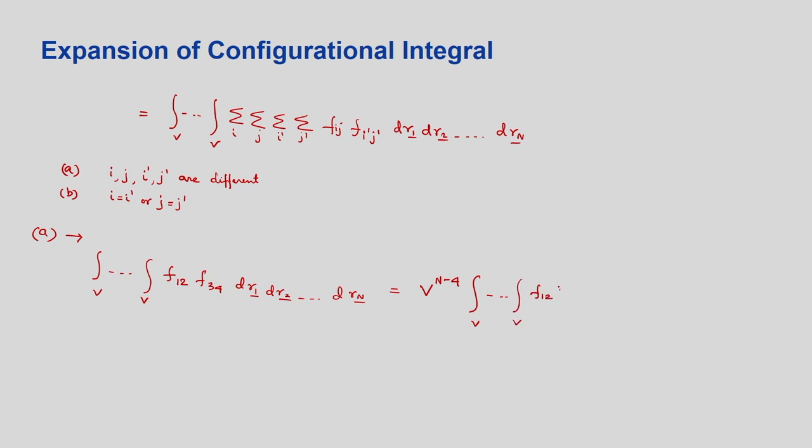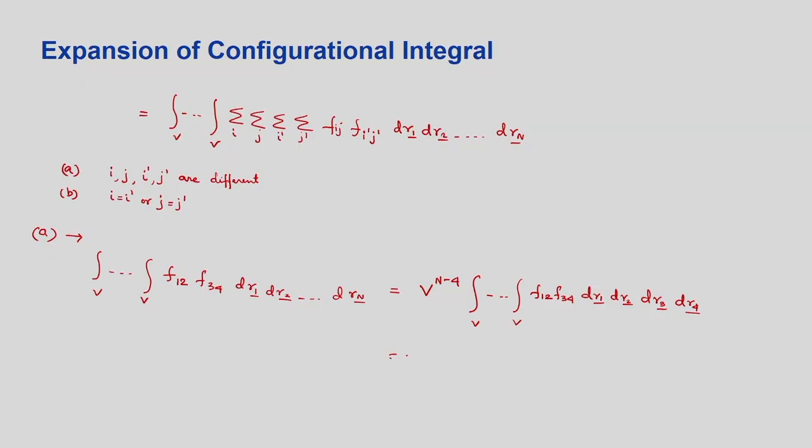So it is F12, F34, dr1, dr2, dr3 and dr4. Now these r1, r2, r3, r4 depend on the coordinates of 1, 2, 3, 4. They are independent in nature, because if I move, the distance between 1 and 2 will not alter the distance between 3 and 4, and the distance between 3 and 4 will not alter the distance between 1 and 2. So they are independent in nature, so I can write it this way.